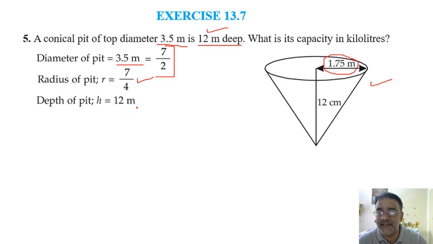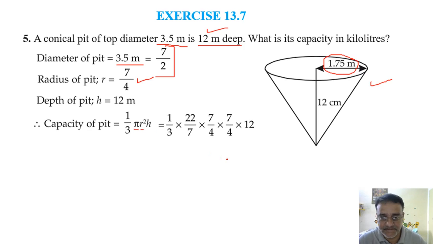Now what is the capacity of the pit? Formula: 1 by 3 pi r square h. Very good. Now we'll substitute the value of pi 22 by 7, r 7 by 4 and h is 12. Okay, now we'll try to simplify. ध्यान से देखो, 7 is cancelled and 3 into 4 is 12. So we can cancel 12 with 3 and 4. So we'll have only 22 into 7 by 4.